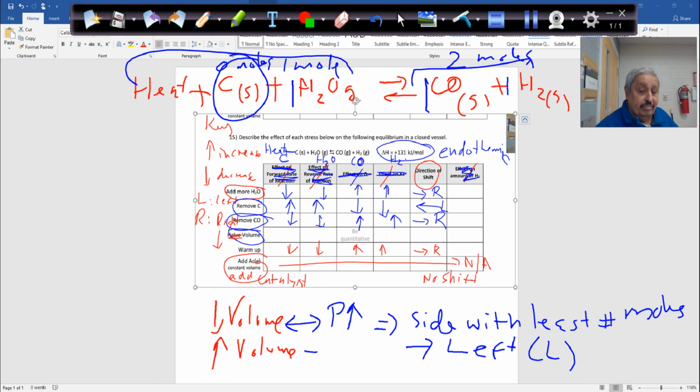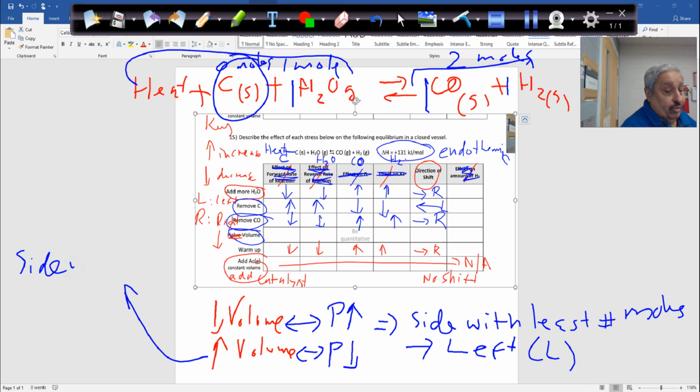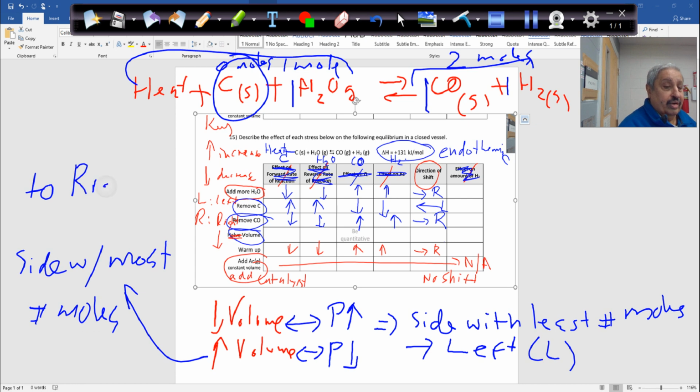Increase the volume, meaning what? You decrease the pressure. So it will go to the side with the most number of moles, which in this case is the 2. 2 is more, so the shift will be to the right. Okay, guys? Everybody's following?